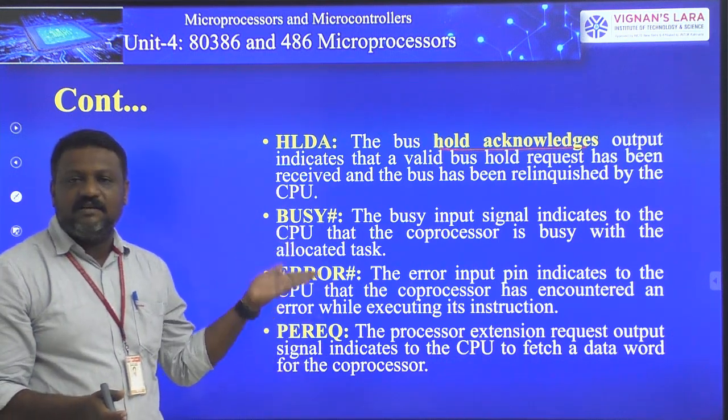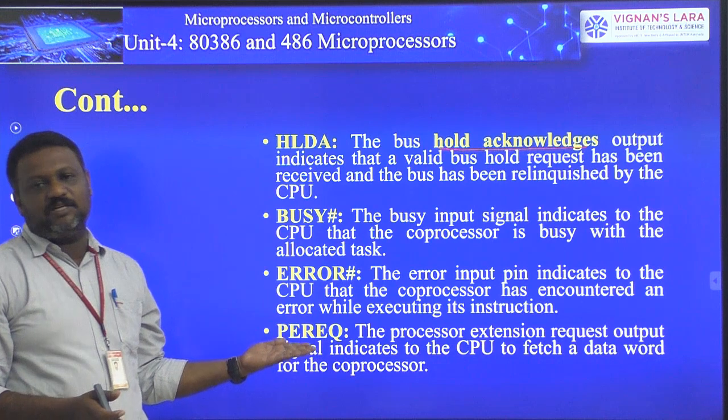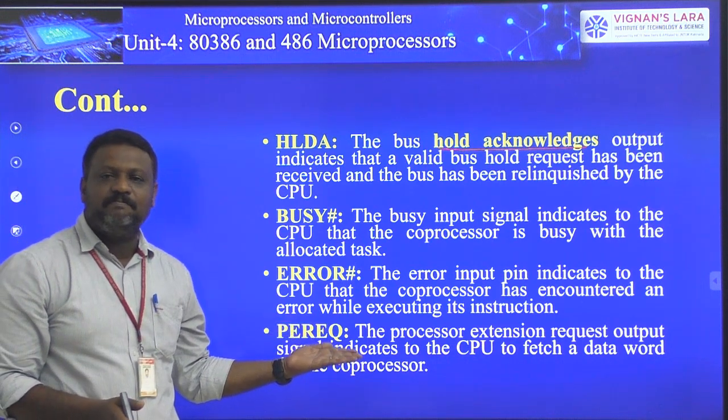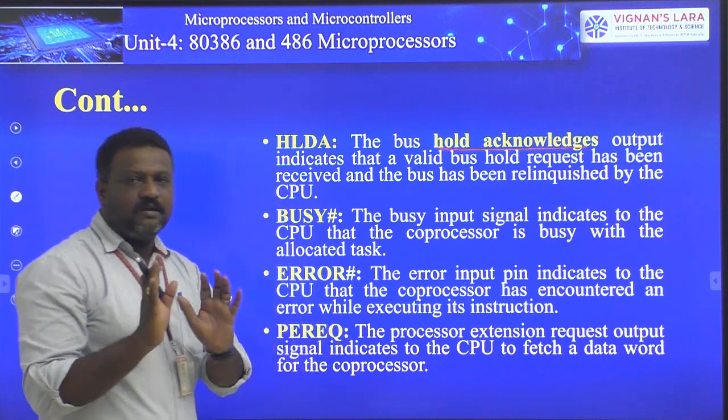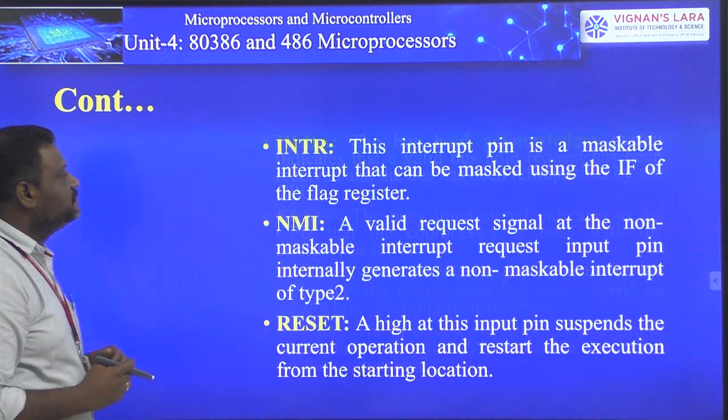One is a busy signal, second one is error signal, and third one is PREQ signal. So these three are the coprocessor related signals.